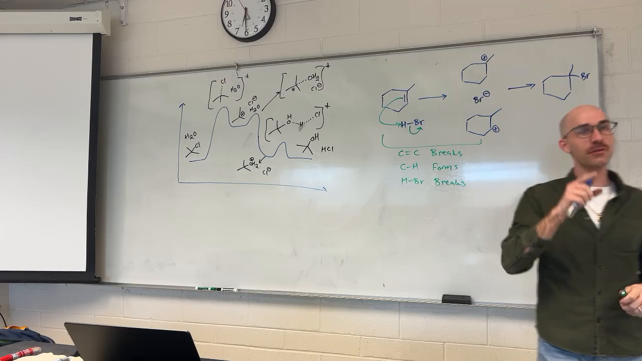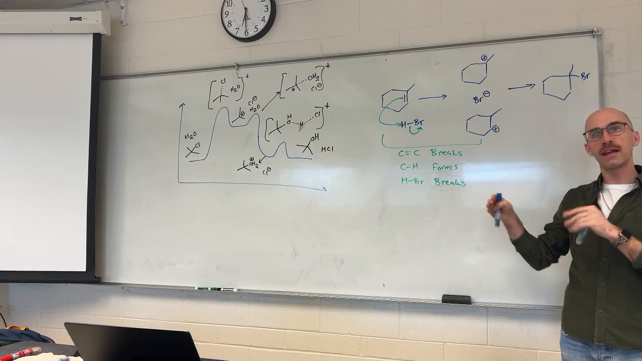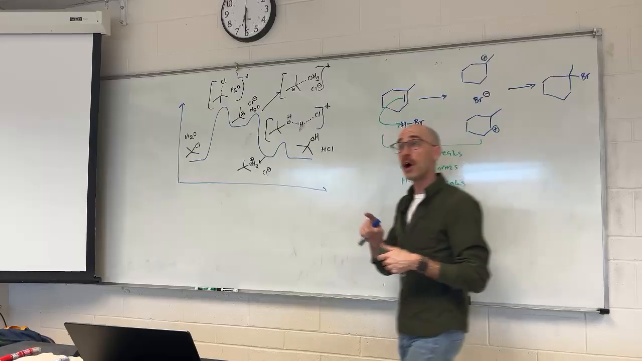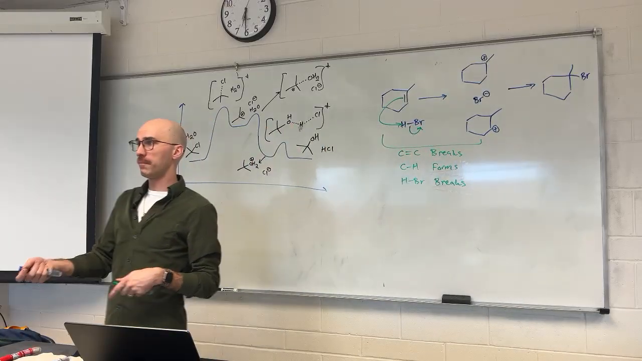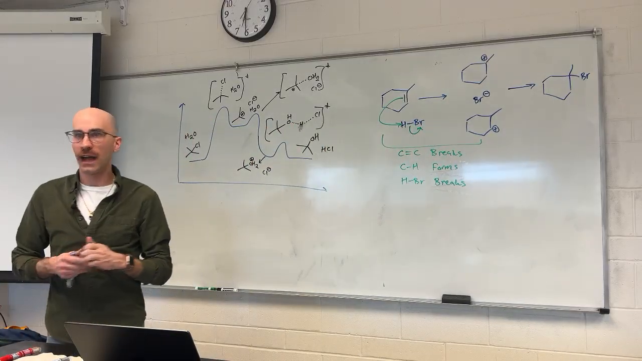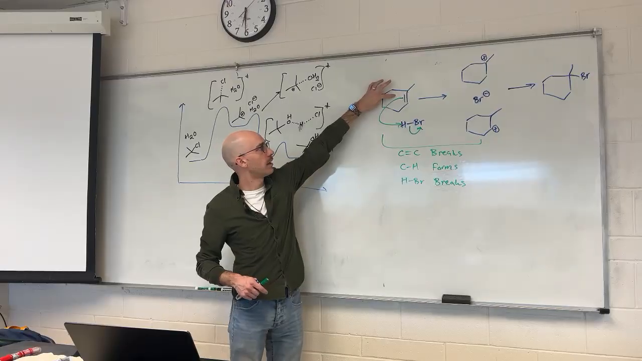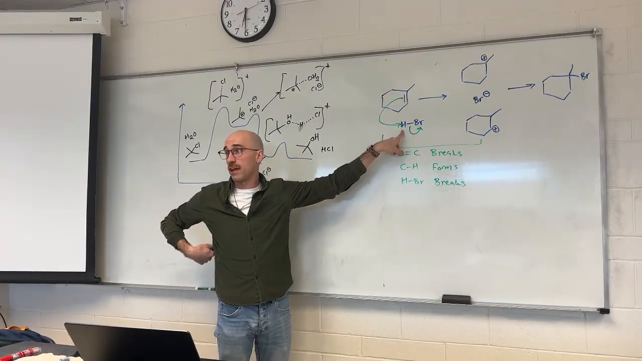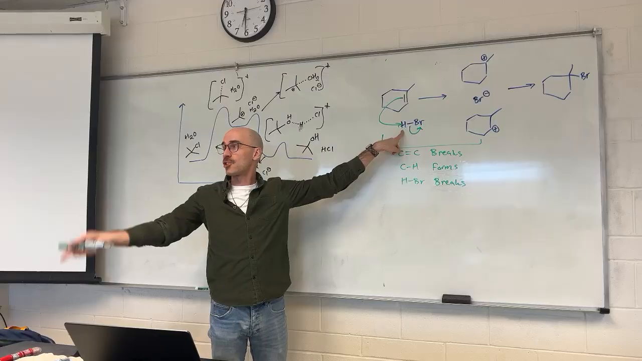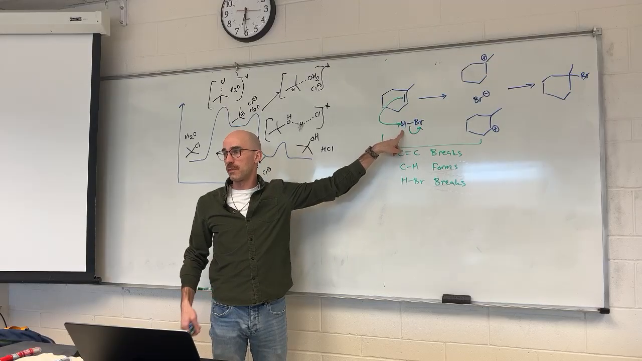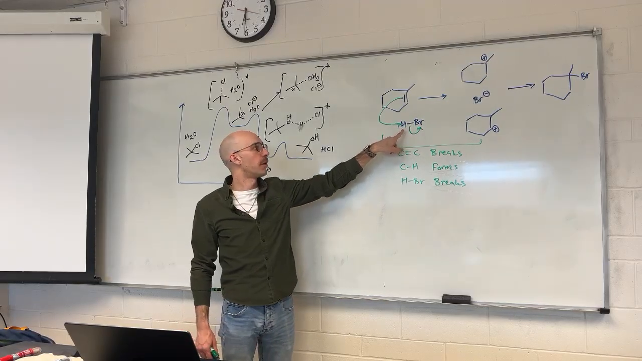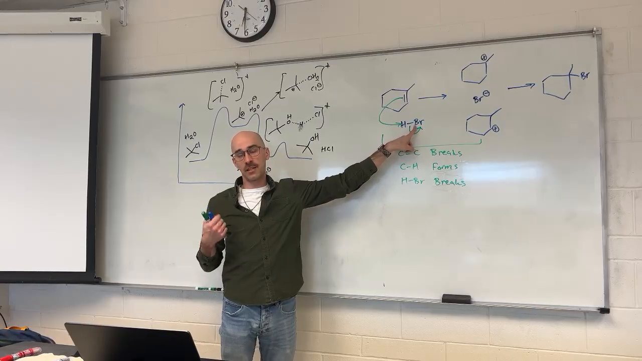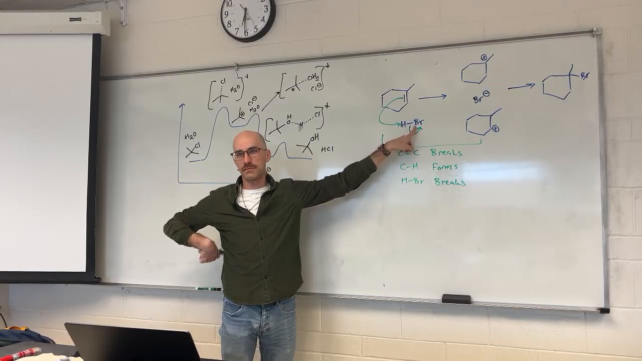Yes, that is the rule. Bonds break to the more electronegative atom. Bonds form from the more electronegative atom. Carbon bonded to hydrogen, that's because carbon is more electronegative. It has to share its electrons with hydrogen to make that bond. The bond breaks to the bromine. Bromine is more electronegative. It gets control of any of the electrons.